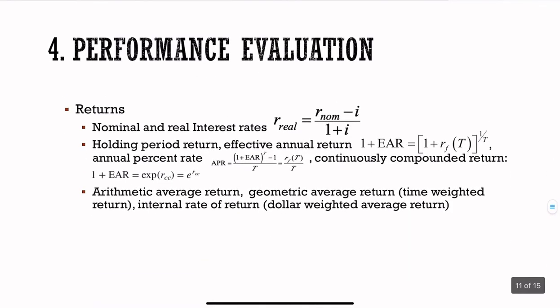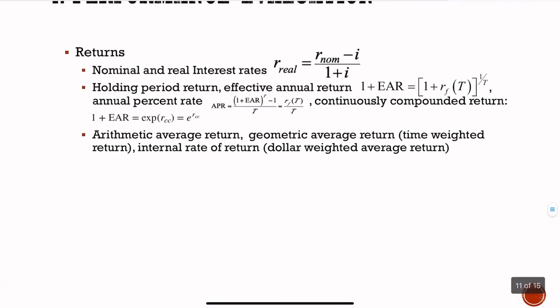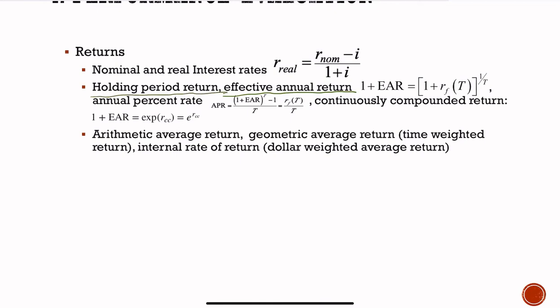And then we talk about performance evaluation. First, on a very basic level, you have to know how to calculate different kinds of returns. So we talk about annualized return, or the fancier name, effective annual return, right? And we also talk about this very basic kind of return, that is holding period return. And then we talk about annual percent rate. And we also talk about a more complicated version of the annual percent rate, that is the continuously compounded return.